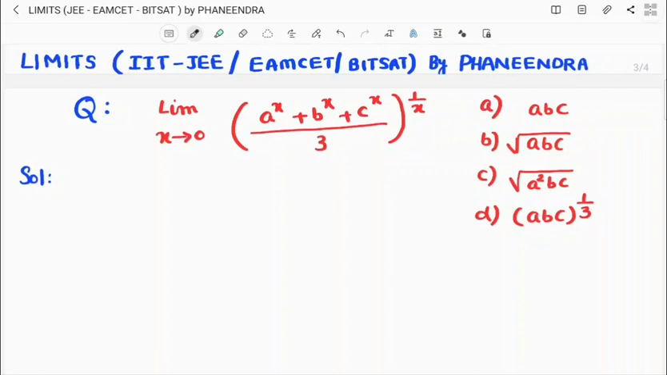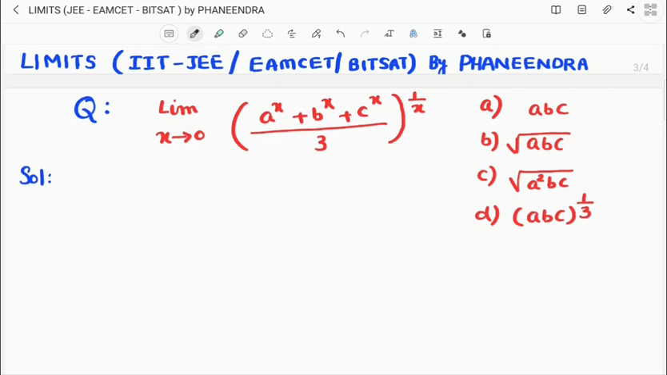In this video, we are going to discuss IIT JEE Mains, EAMCET and BITSAT type limits problems. Let us have a discussion. Question: we can use a shortcut formula also for this question. Limit as x tends to 0 of ((a^x + b^x + c^x)/3)^(1/x) equals?